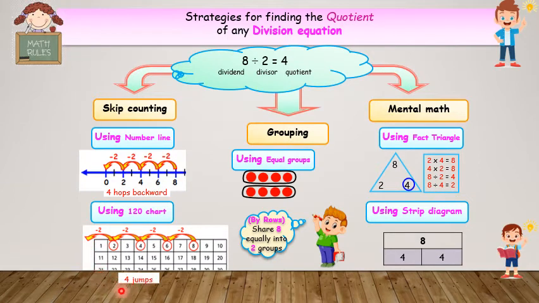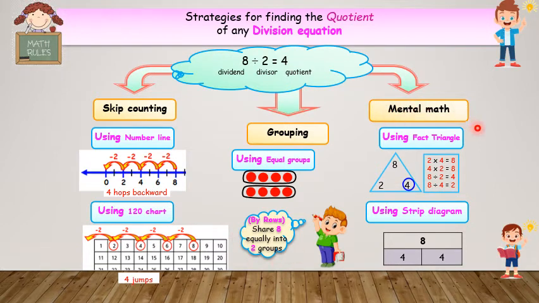So it's 4 jumps, so the quotient is 4. Or I can use groups, using equal groups. It means I will draw here 8 dots and put them into 2 equal groups. So if I have 2 equal groups here, each group will have 4, so the quotient is 4.